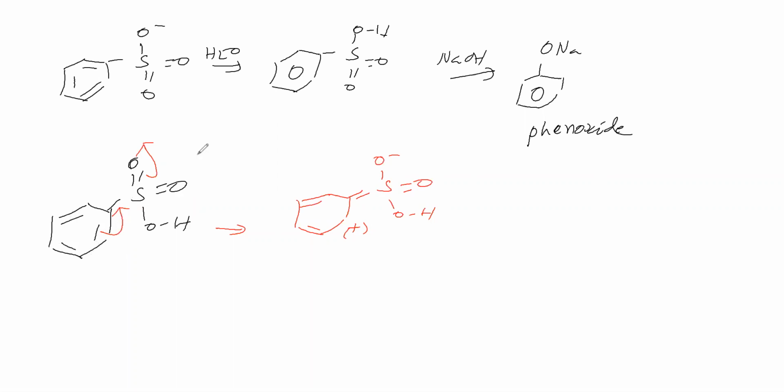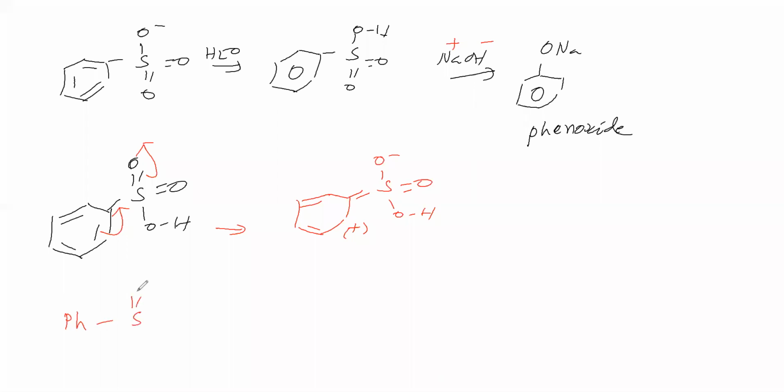Electron deficiency is created, which means the nucleophile, this OH minus, can attack easily, isn't it? The nucleophile is easily attacking. Therefore, the phenyl ring is attacked by the OH group. Okay, then what about the sulfonic acid? What happened to the sulfonic acid? That point we will see.